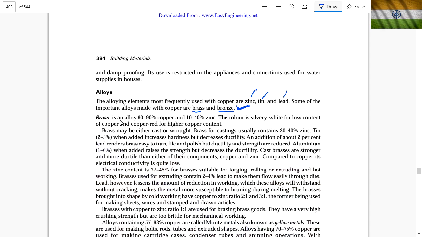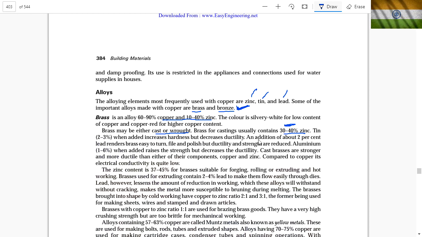And brass. Brass is an alloy of 60 to 90% copper and 10 to 40% zinc. So it is a combination of copper and zinc. The color is silvery white for low content of copper and copper red for high copper content. Brass may be either cast or wrought. Brass for casting usually contains 30 to 40% zinc, and tin, 2 to 3% when added, increases the hardness but decreases the ductility.